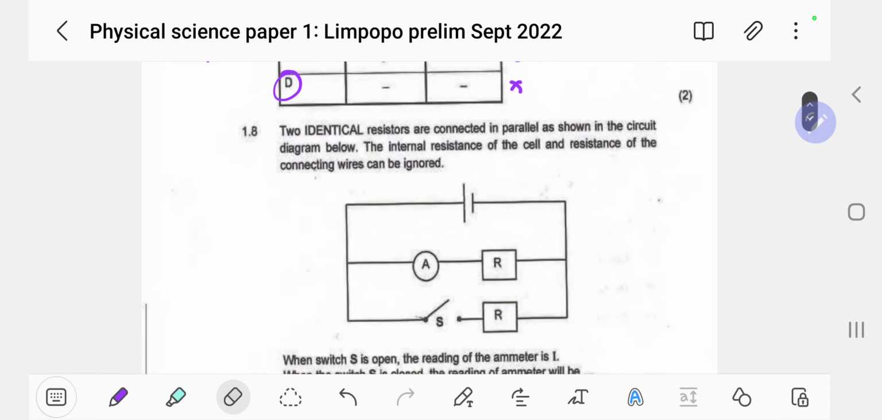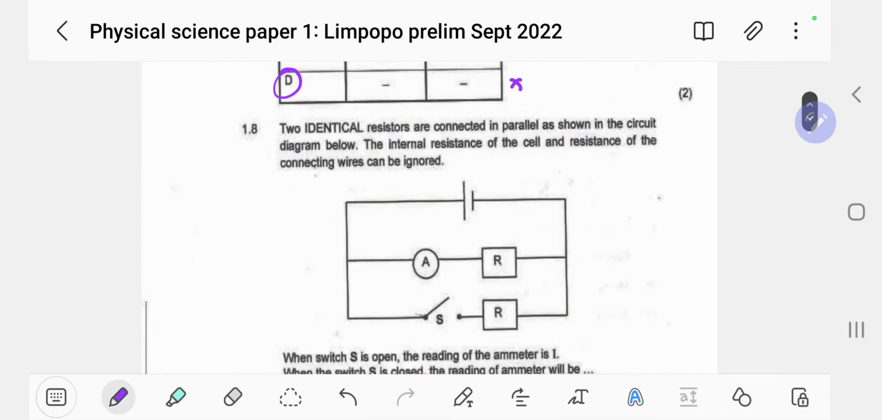Okay, so let's keep going, guys. We're almost done. Now, two identical resistors. So when we're talking about identical resistors, it means they have the same resistance, or the magnitude of the resistance, are connected in parallel as shown in the circuit diagram below. The internal resistance of the cell and resistance of the connecting wires can be ignored, okay?